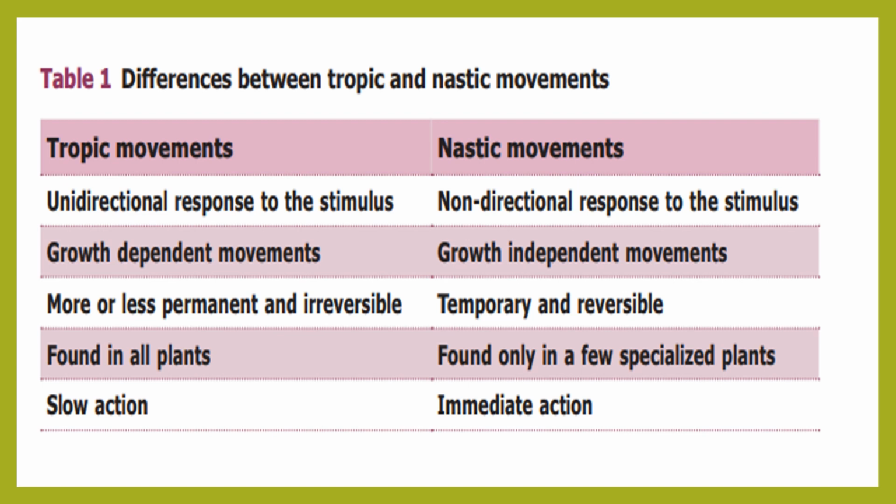Differences between tropic and nastic movements. Tropic movements: unidirectional response to the stimulus. Nastic movements: non-directional response to the stimulus. Tropic movements are growth-dependent; nastic movements are growth-independent. Tropic movements are more or less permanent and irreversible; nastic movements are temporary and reversible. Tropic movements are found in all plants; nastic movements are found only in a few specialized plants. Tropic movements are slow action; nastic movements are immediate action. Thank you.